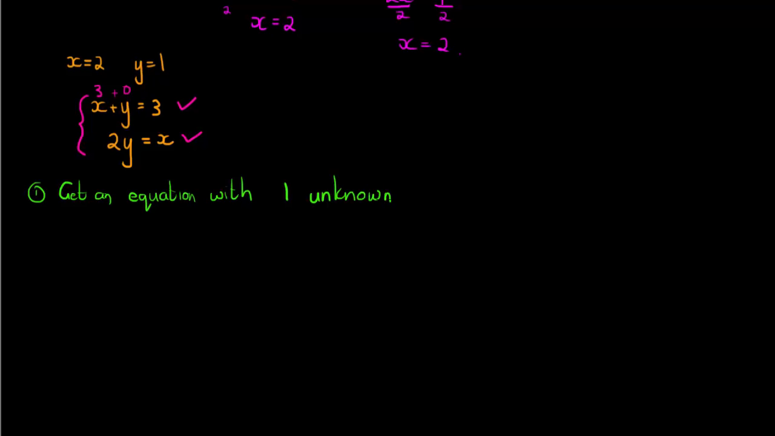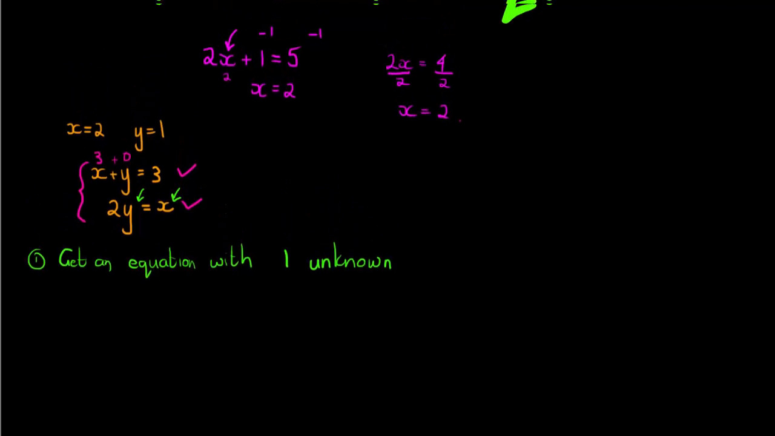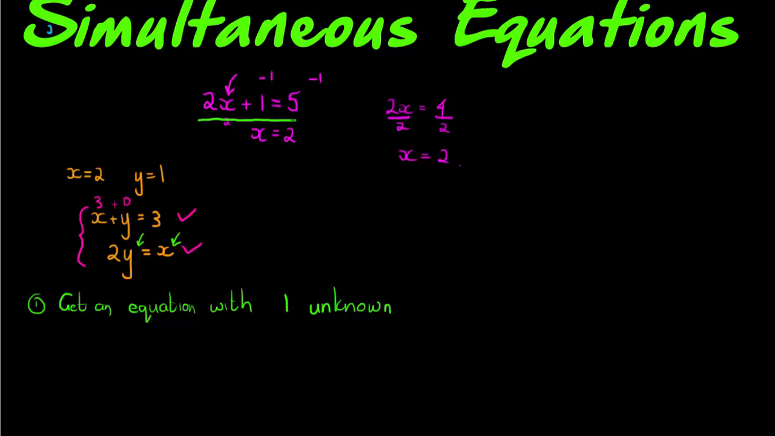In the linear equations that we're going to look at, linear means the exponent for our unknowns is 1. If the exponent for the unknowns is 1, then it's a linear equation. So what we want is to get an equation with one unknown. Here you can see we've got an equation with two unknowns, and here we've got an equation with two unknowns. As soon as I have an equation with one unknown, I'll just solve that unknown in the normal way.